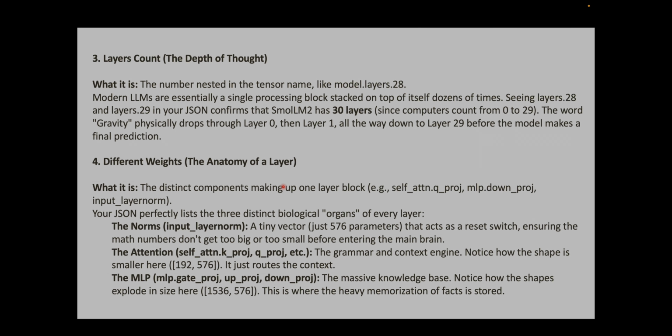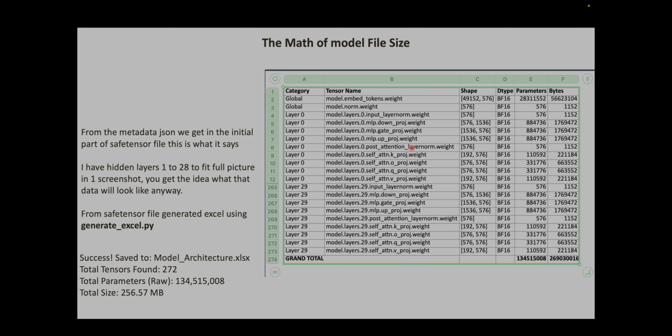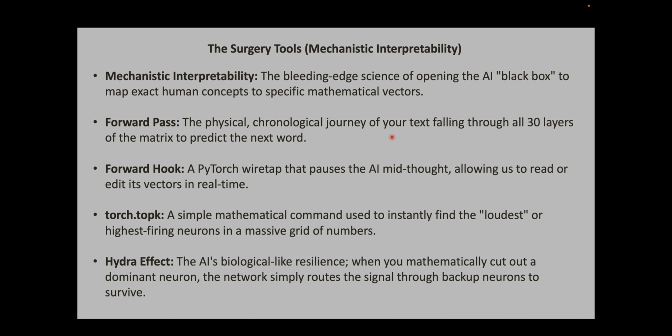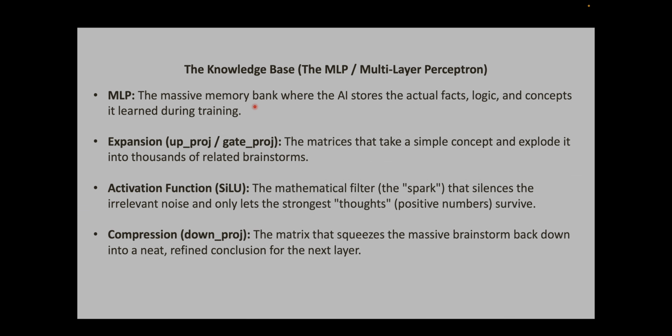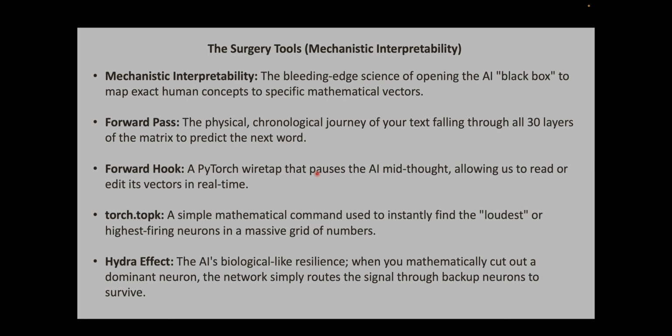If we go back to that Excel sheet, we can see up project, gate project, down project, and layer norm. I'll come to this layer norm also, but that's what these are basically. It's a little bit of theory, but don't spend too much focus on this, because once you work with it, you will know what it is doing. All right.